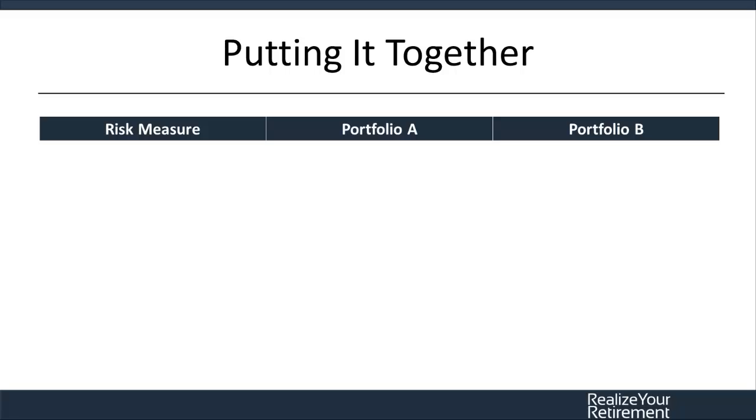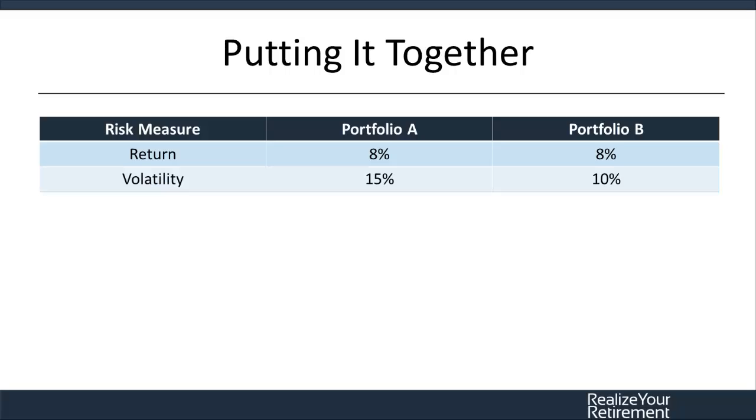Okay, let's do an example. Here are two completely hypothetical portfolios I've put together to illustrate how you'd use all of these tools to evaluate two different investments. First, we'd look at the returns and see that they're both 8%. Okay, fair enough. Now, let's look at the risk measures. Well, we see that the volatility risk of A is 15%, which is greater than the 10% of portfolio B, so A will likely fluctuate a lot more.